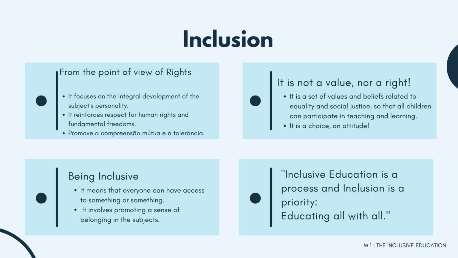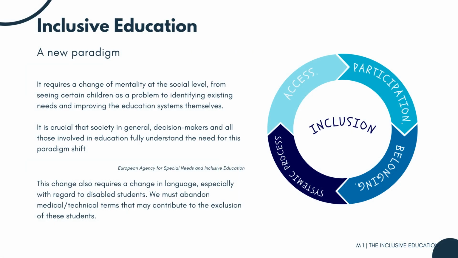It means, then, that everyone can have access to something, and it involves promoting a sense of belonging in the subjects. We thus conclude that inclusive education is a process consisting of several stages that we will develop throughout this course. It is essential that all schools and all educators see themselves in this intention to educate all with all.